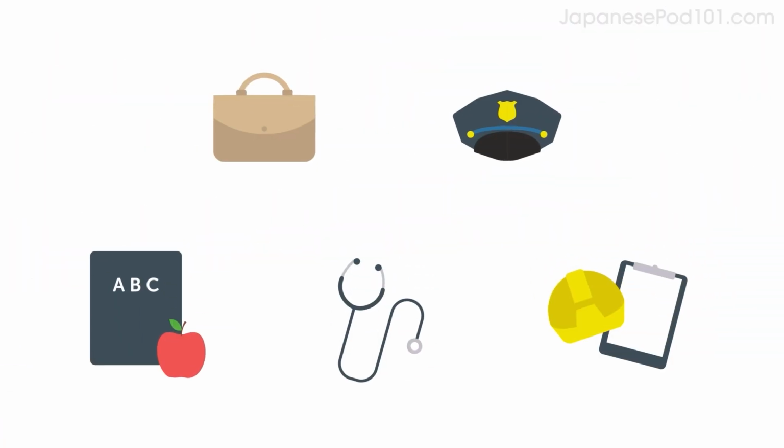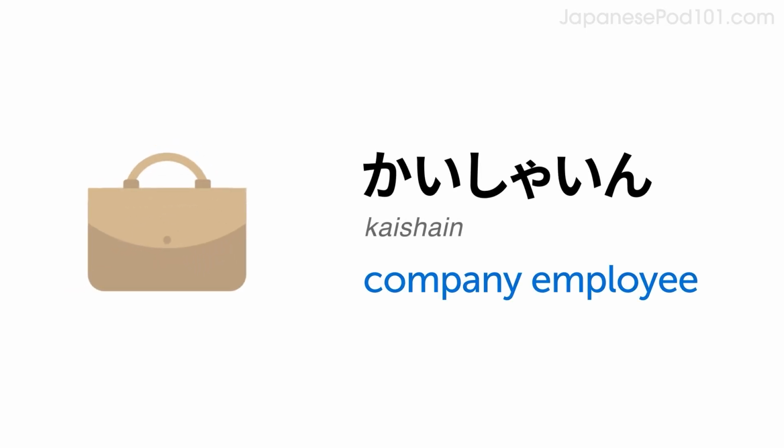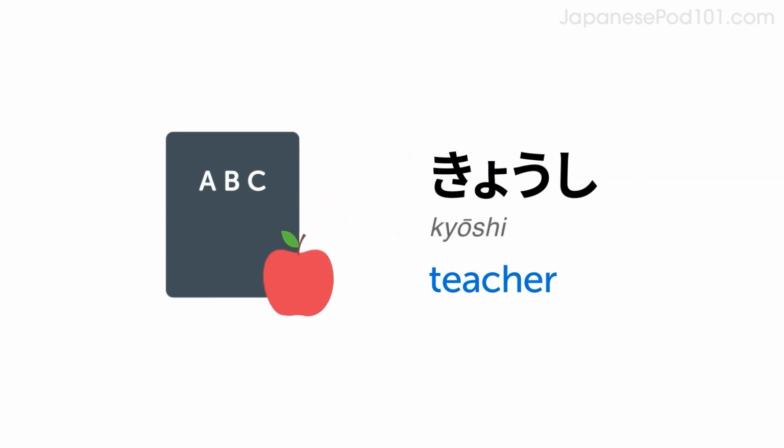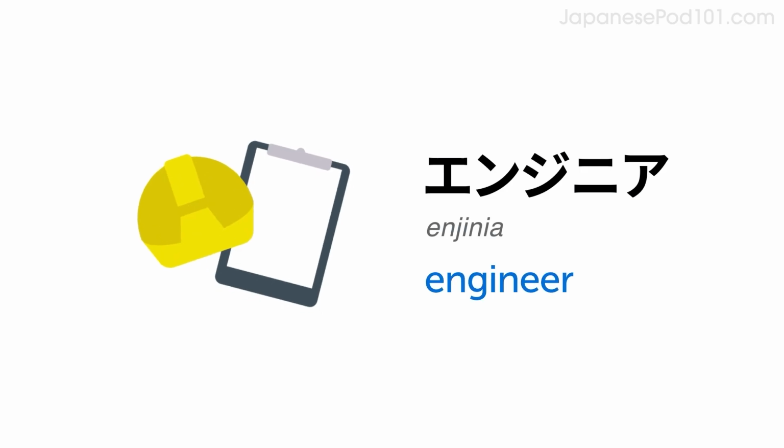Here are a few more professions you can use with the same pattern. Company employee, 会社員. Police officer, 警察官. Teacher, 教師. Doctor, 医者. Engineer, エンジニア.